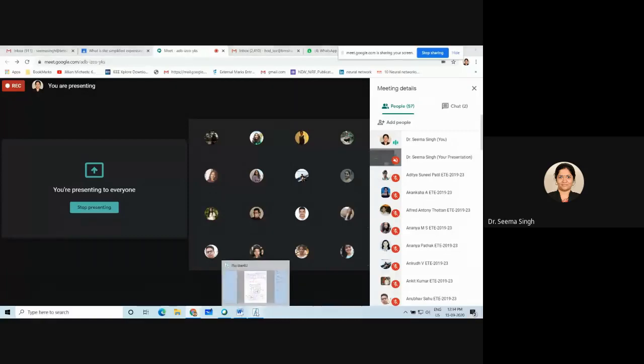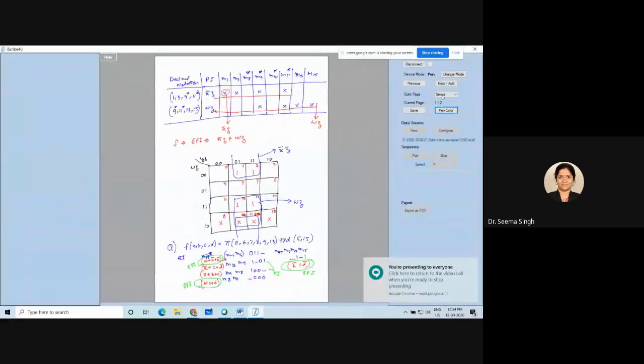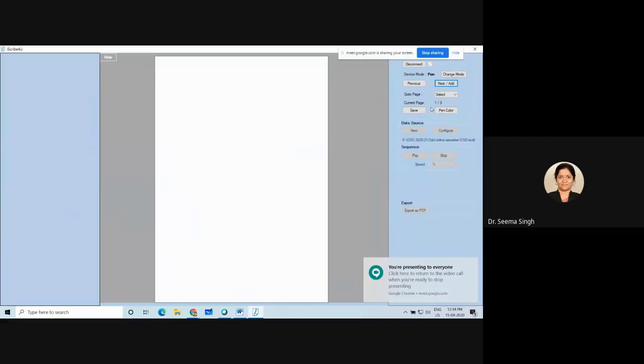Okay, so let us start with the application example. Application of combinational logic.